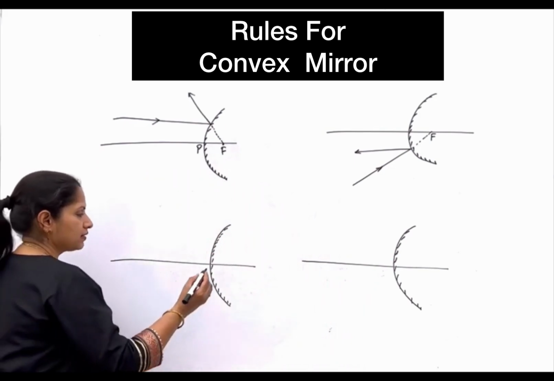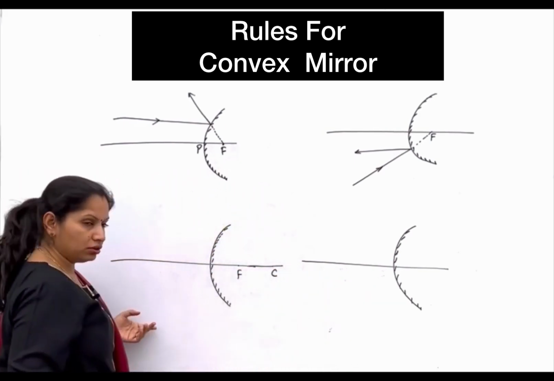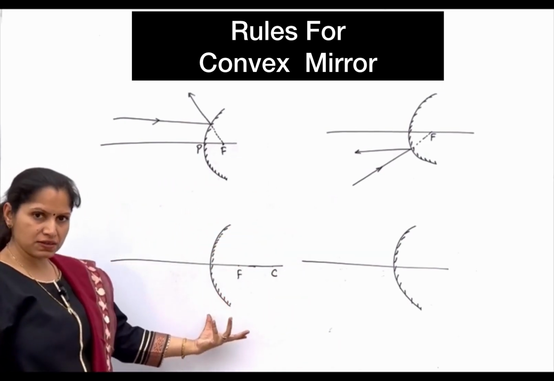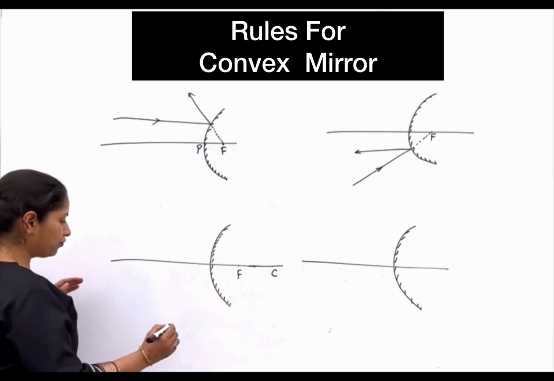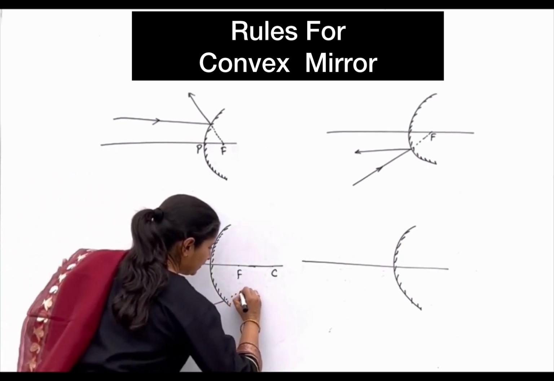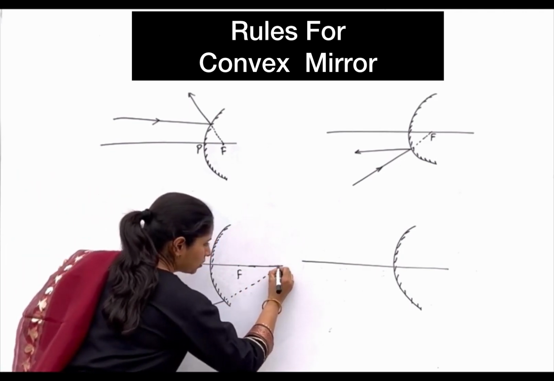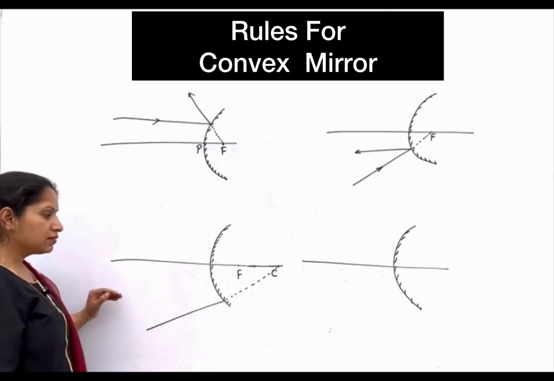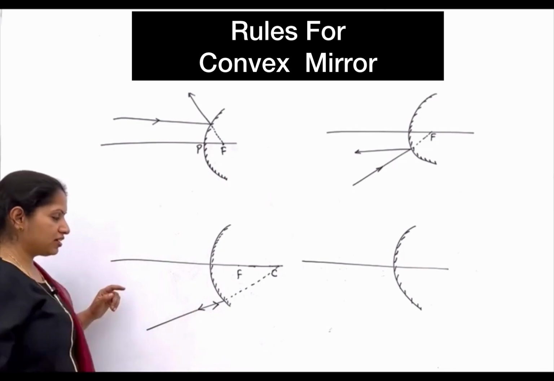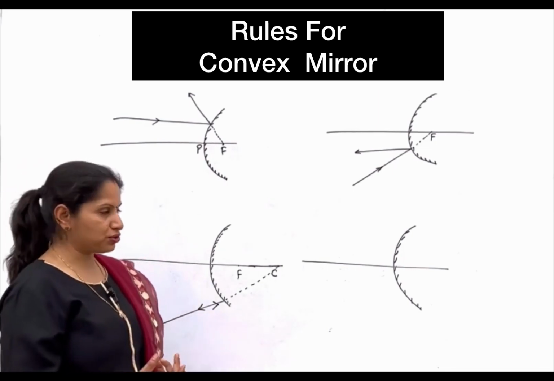Rule number 3 is, this is the focus, this is the center of curvature. Center of curvature is the center of the sphere from which we have taken out this mirror. So if a ray of light is coming towards the center of curvature, if it had come straight, where would it have reached? It would have reached the center of curvature. But because it struck the mirror, it will go back and retrace its path. Okay, same as we have seen in concave mirrors also.